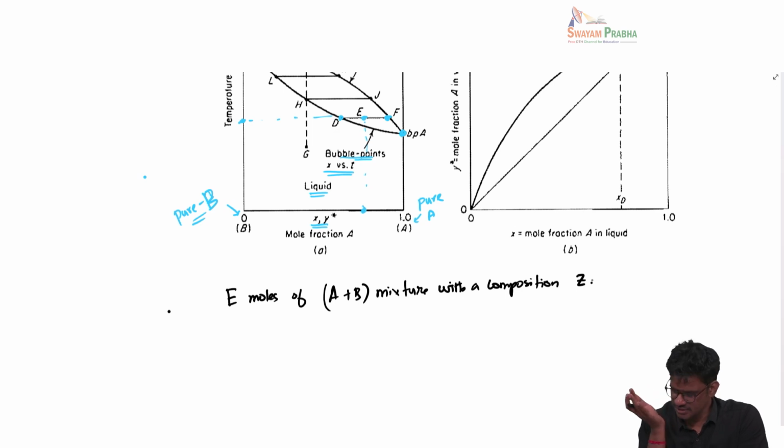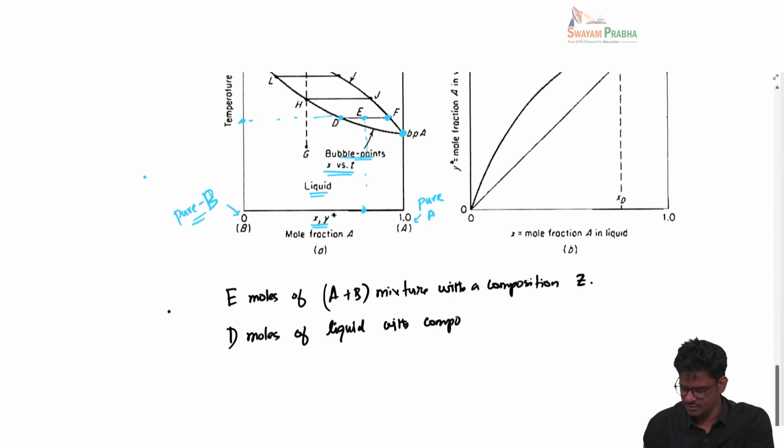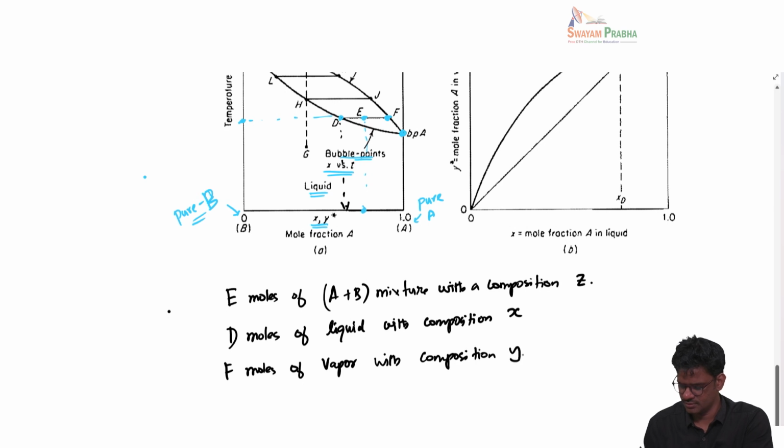This is something you can experimentally prepare. You decide a temperature, you decide the composition Z, and that will be your point E. Now, once you let it equilibrate, it will phase separate into two phases, and both phases will have different moles and different compositions. Let's say that you have D moles of liquid with composition X. So that would be just here. This is the composition of the liquid, and let us say F is the moles of vapor with composition Y. So that is this. Remember, both X and Y are read on the x-axis here.